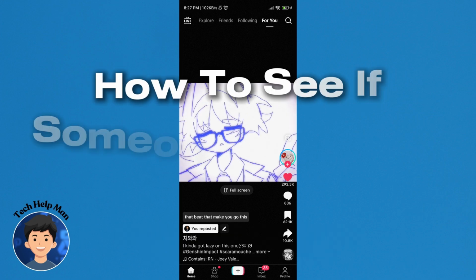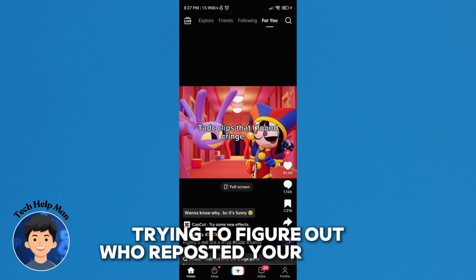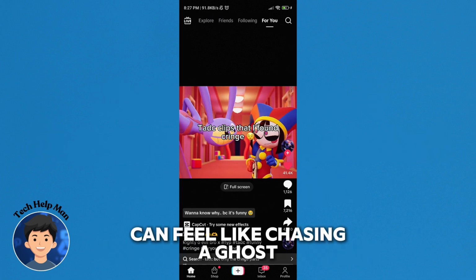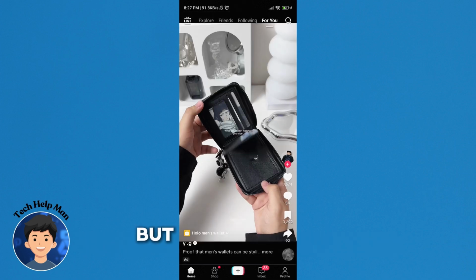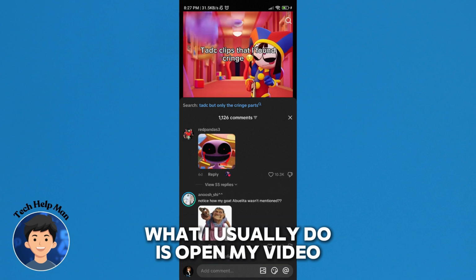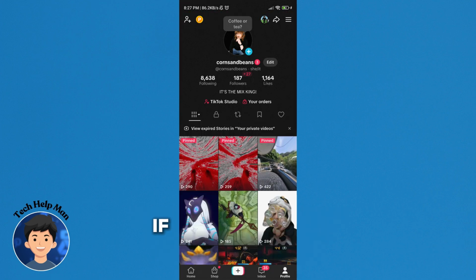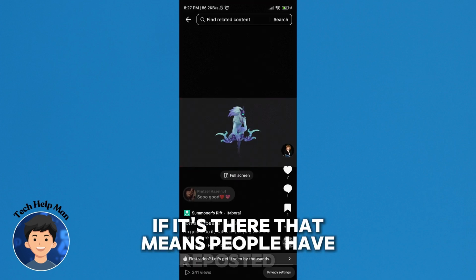Today, let me show you how to see if someone reposted your TikTok. Trying to figure out who reposted your TikTok can feel like chasing a ghost. You know something happened, but you can't quite see who did it. What I usually do is open my video, tap the share arrow, and look for the repost icon or counter. If it's there, that means people have reposted it.